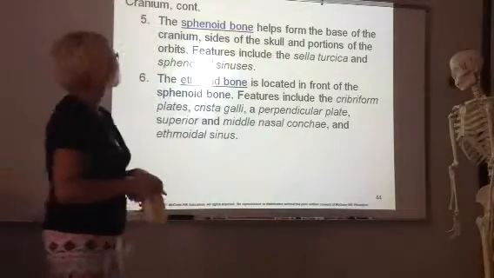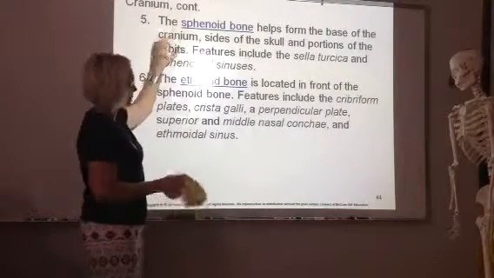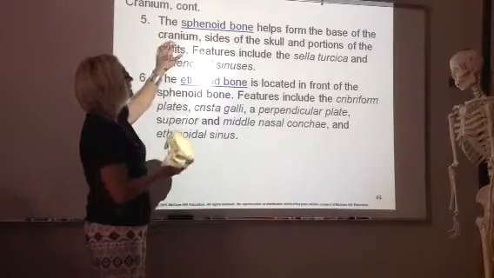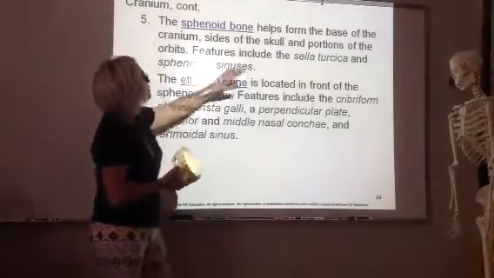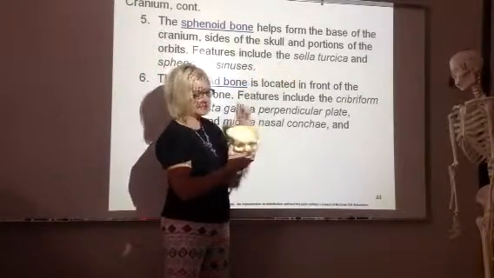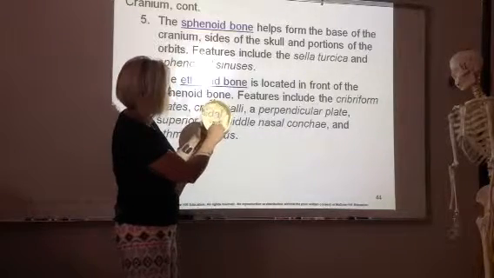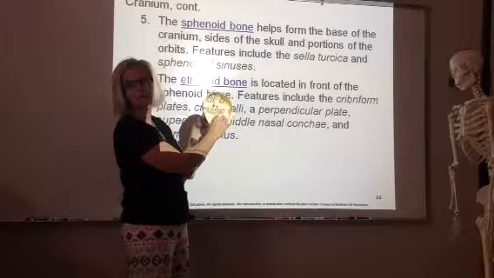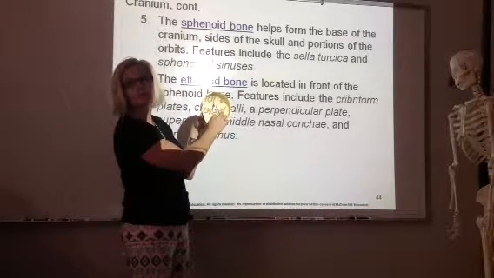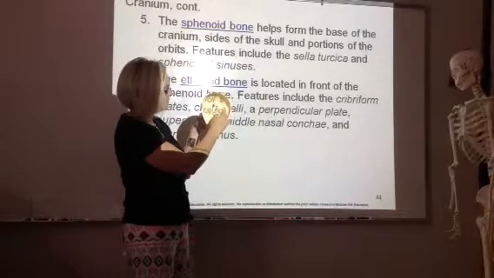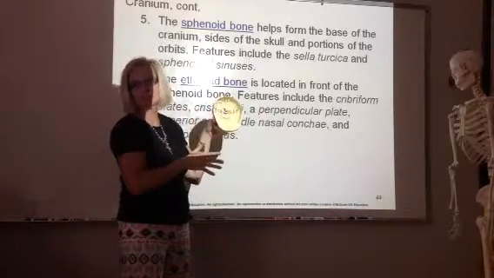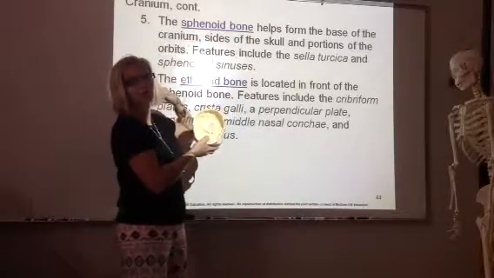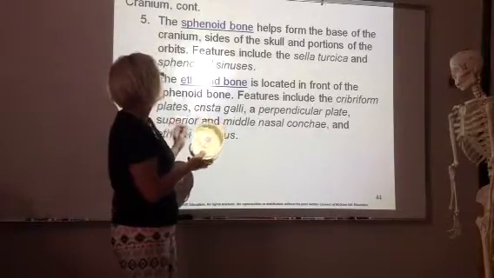Sphenoid and ethmoid, we'll talk about those a little bit. They help form the base, so actually they're going to be found inside of the orbital areas also, and a little bit of the sides of the skull. The one thing here, the sella turcica: inside of the skull, there's this little divot right here that's called the sella turcica. That is where your pituitary gland sits. It is very well protected. Pituitary gland is the most important gland, the master gland in your body. It does sit inside the sphenoid bone. You should probably know that.